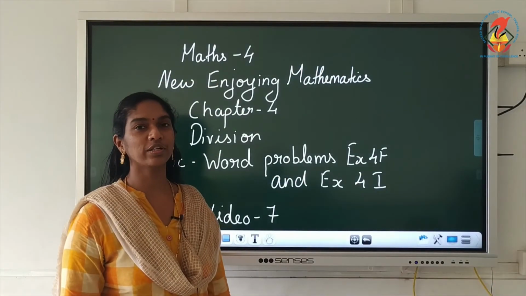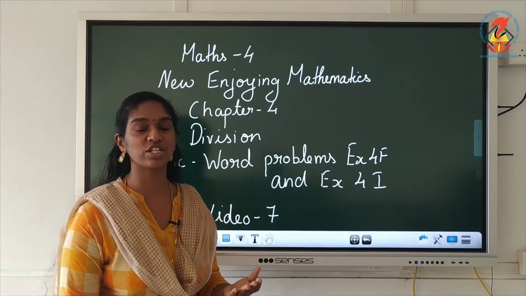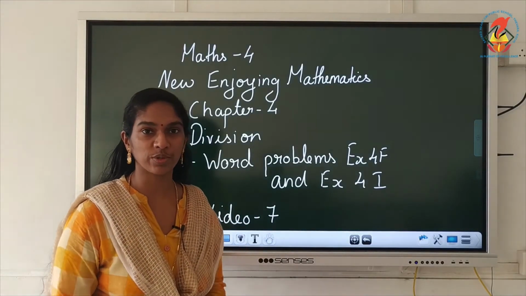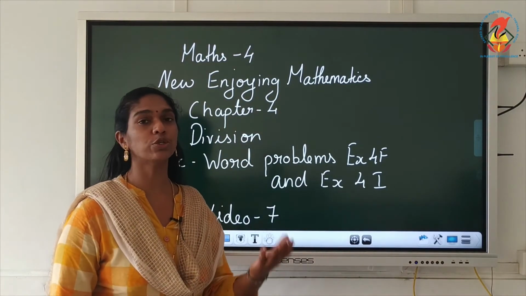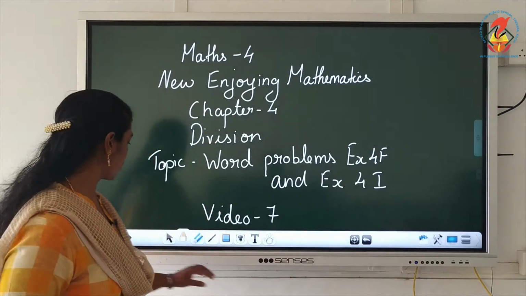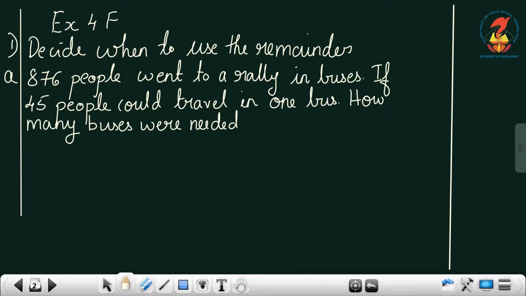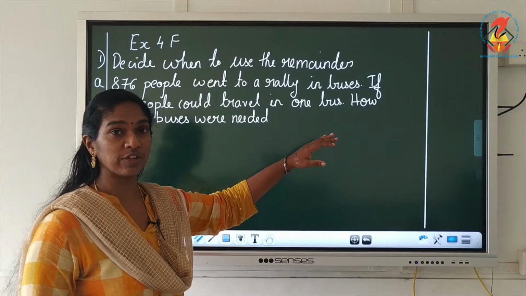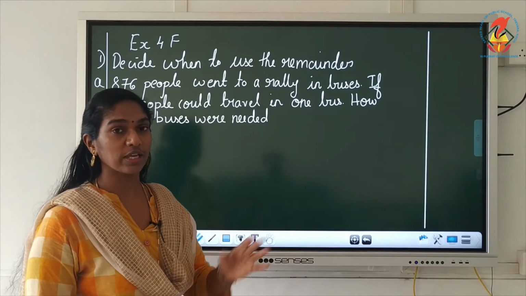Welcome back, children. So we have learned how to divide with a single digit number and how to divide with a two-digit divisor. We have learned how to divide with greater two-digit divisor also. Now we are moving on to some word problems. First question. See, they have given you: decide when to use the remainder. After doing the division, we will have to decide whether we will have to use the remainder for getting the answer. Okay, we will see to that.